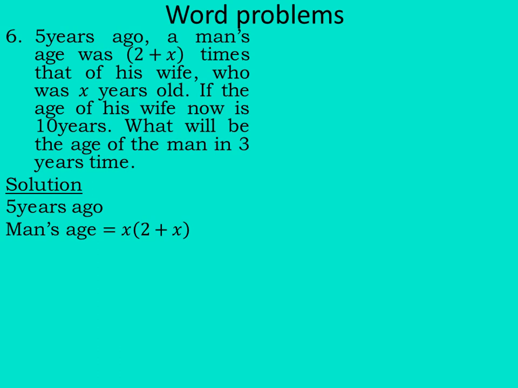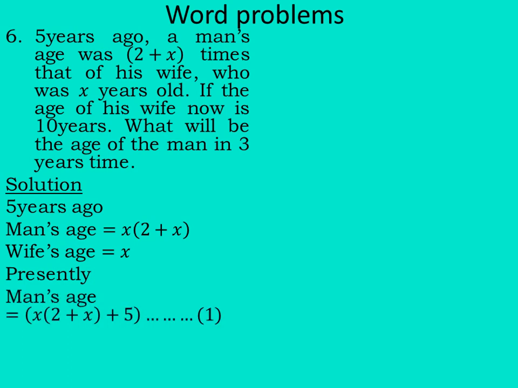So 5 years ago, the age of the wife is x, so we multiply it with 2 plus x. Wife's age is equal to x. So presently, the age of the man will be x into bracket 2 plus x, plus 5.